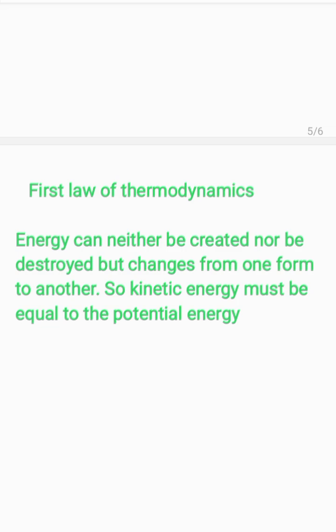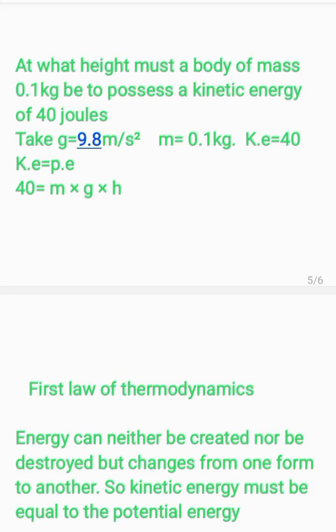Now, let us continue with our solving. So, from the first law of thermodynamics, we have the question: at what height must a body of mass 0.1 kilogram be to possess a kinetic energy of 40 joules? The acceleration due to gravity is 9.8 meters per second squared, the mass is 0.1 kilogram, and the kinetic energy is 40 joules. Now, using kinetic energy equals potential energy, therefore 40 is equal to mass times acceleration due to gravity times the height.